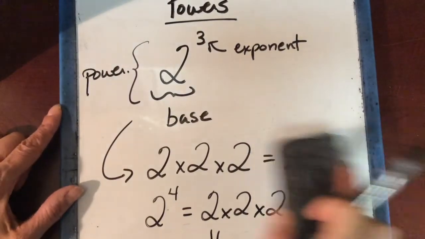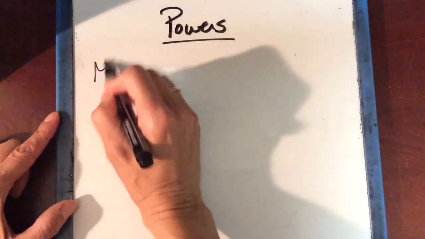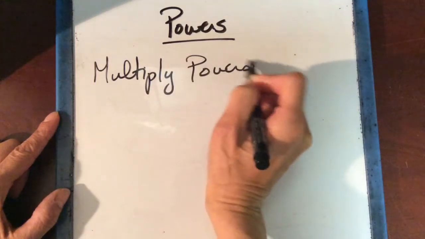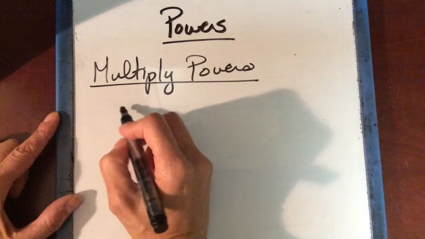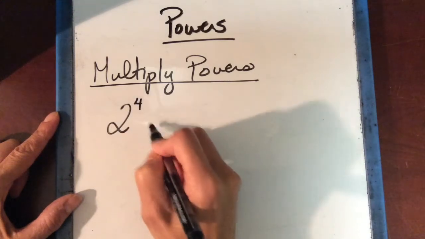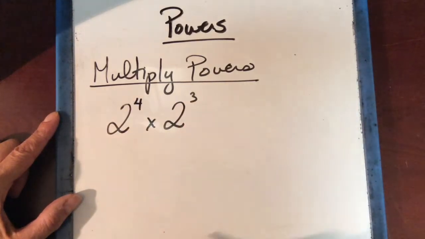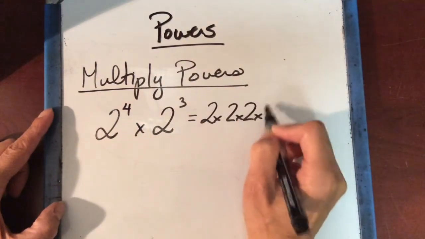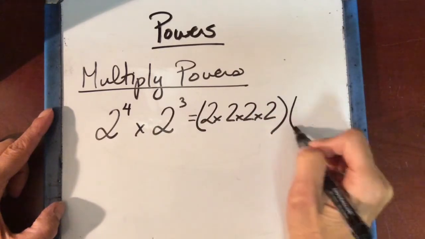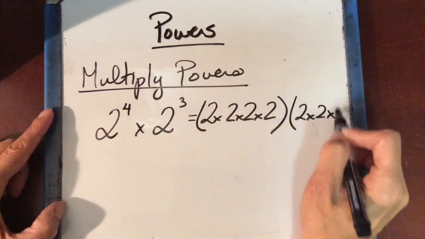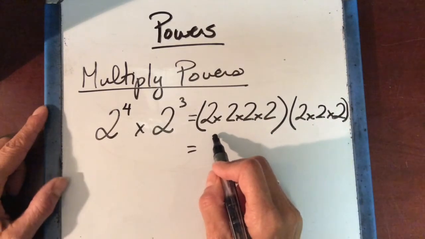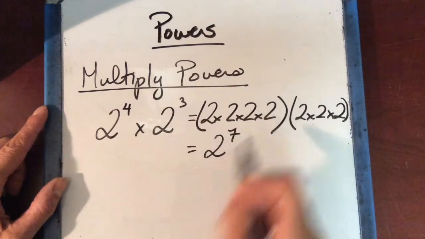Now, there are a lot of great things we can do with powers. We can multiply powers, and I will show you how we can do this. For example, if I have 2 to the exponent 4 times 2 to the exponent 3, it's as though I am saying 2 times 2 times 2 times 2, and then multiplying that by 2 times 2 times 2. If I look at all this, how many 2's do I have? That will equal 2 to the exponent 7.